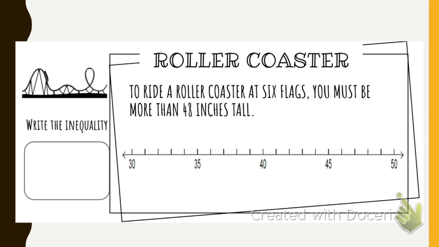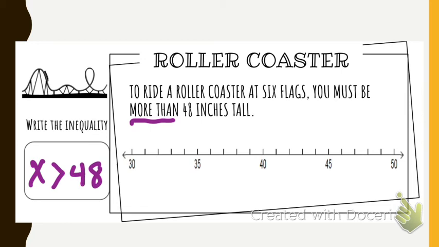Next one. To ride a roller coaster at Six Flags, you must be more than 48 inches tall. Okay, here's the key word, more than. That means it doesn't include 48 in this example. Now, in real life, it does, but in this example, it does not. It has to be more than 48. So x, your height, has to be greater than 48.